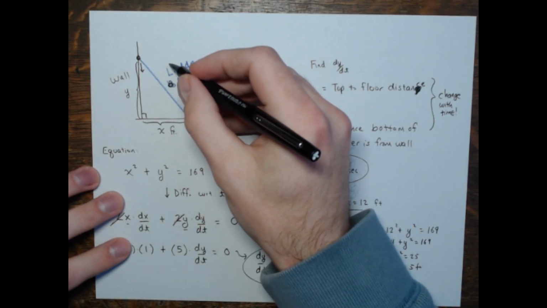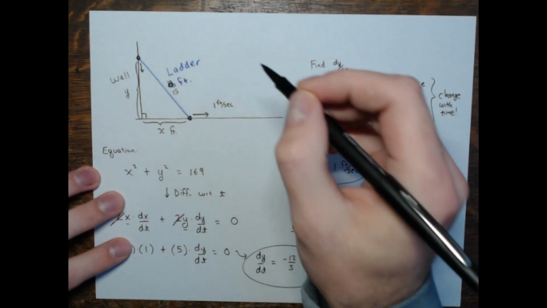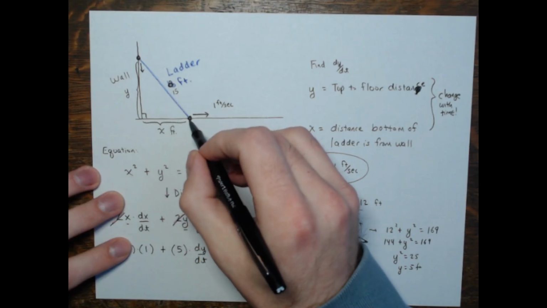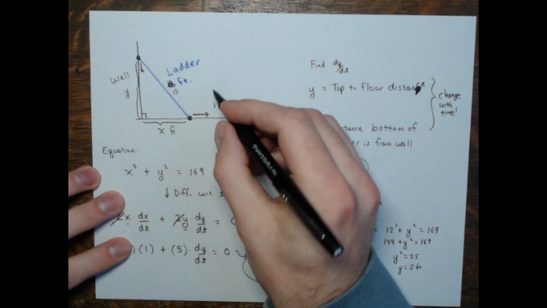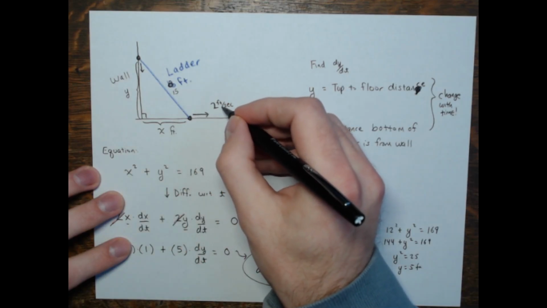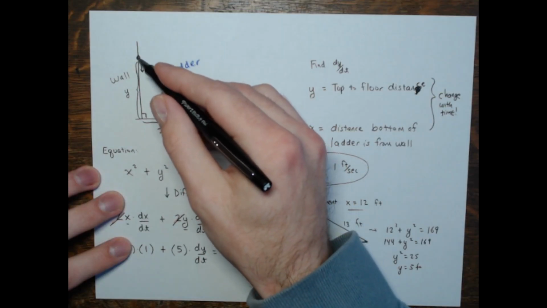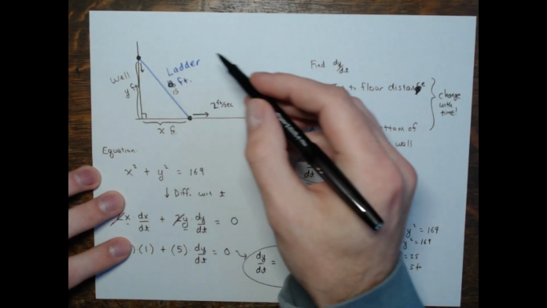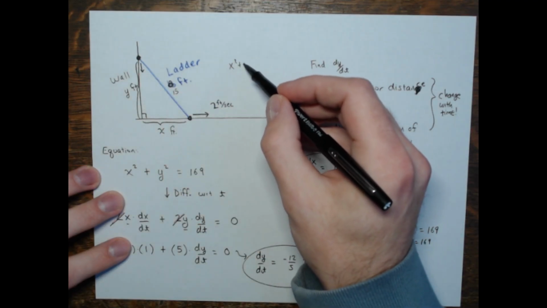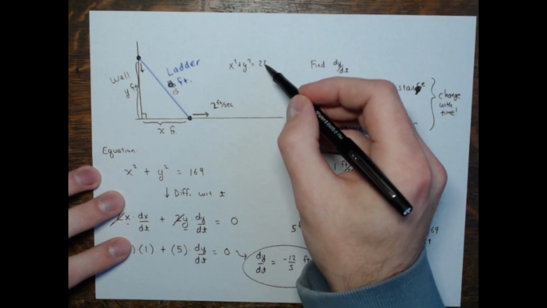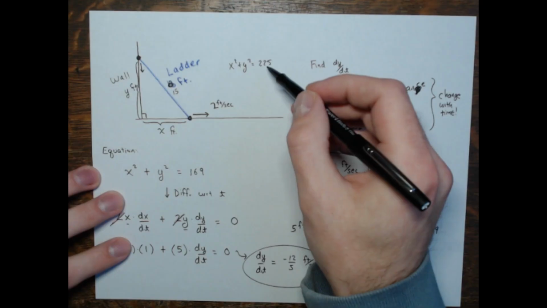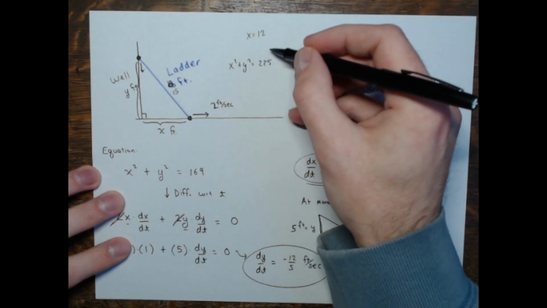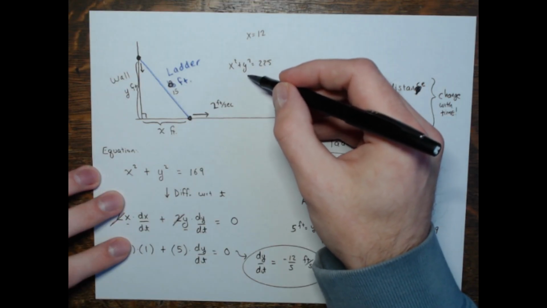So again, they're telling us the ladder is now 15 feet long, so that's not changing. I've got this x feet from the bottom of the ladder to the wall, x feet. That's going away at 2 feet per second now. And from the top of the ladder to the floor, I called that y feet. So now x squared plus y squared should be equal to 225, right? 15 squared this time. And so when x equals 12, this is the specific moment.